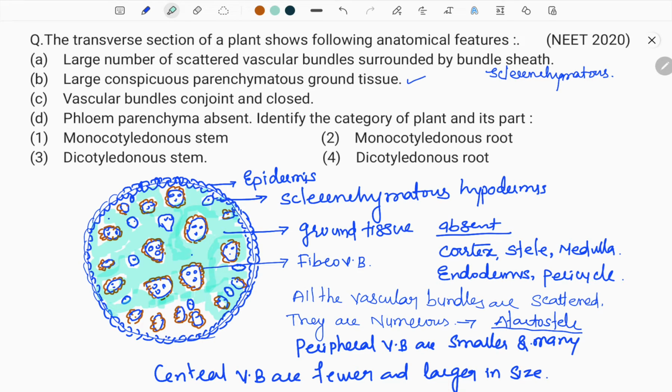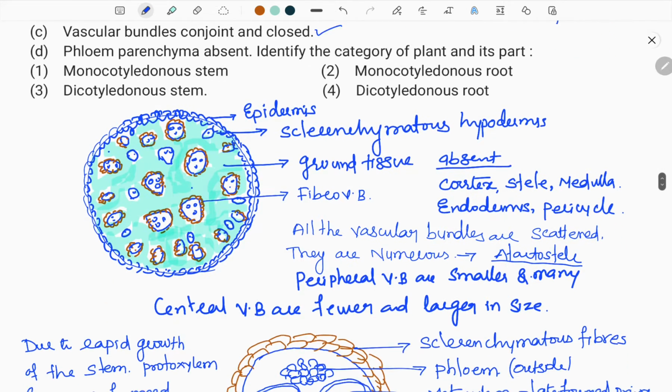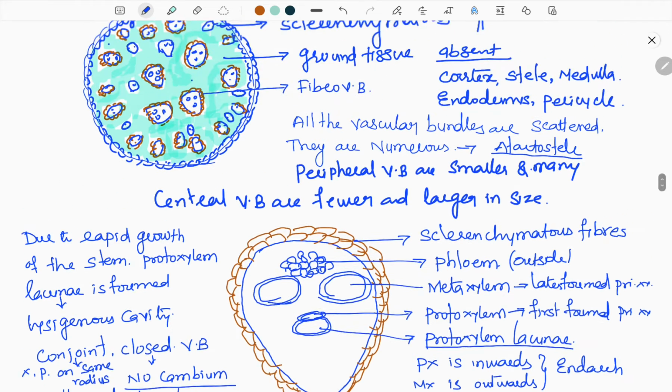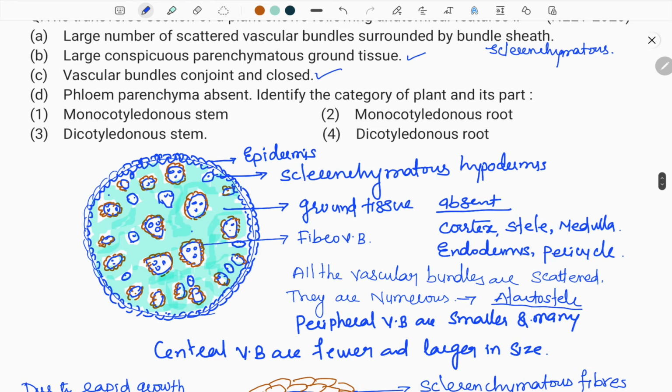They are usually peripheral or smaller, many in number, and the central are larger in size and few in number. So the second one. Next we see vascular bundles are conjoined and closed. I have told you here what is conjoined, what is closed. Conjoined means xylem and phloem present on the same radius. Closed means no cambium. I write here xylem and phloem on the same radius, right? And next, phloem parenchyma absent.